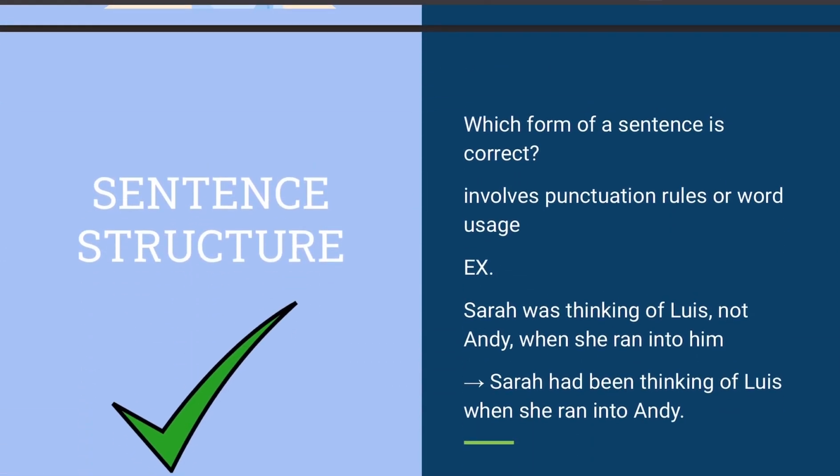Sentence structure, so questions that will be, for example, which form of a sentence is correct, and they will give you different sentences, so you have to see which structure of the sentence is more correct, right? So you will have to see, for example, punctuation rules and word usage, which word makes more sense. An example would be: Sarah was thinking of Luis, not Andy, when she ran into him. It's very confusing. You don't know who actually Sarah was thinking about. So if they give you that sentence and they give you the sentence below, you would have to choose the second sentence because it makes more sense. It's better to say: Sarah had been thinking of Luis when she ran into Andy. You can see how that is more clear and concise.